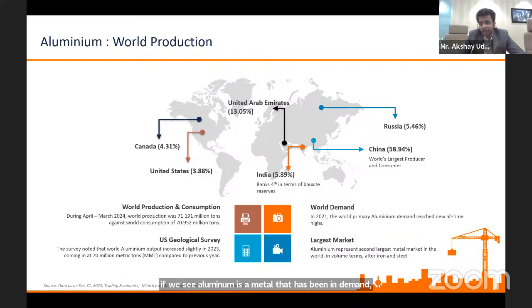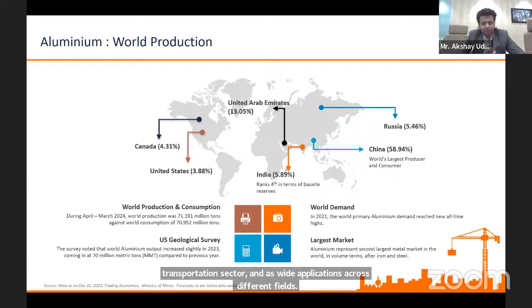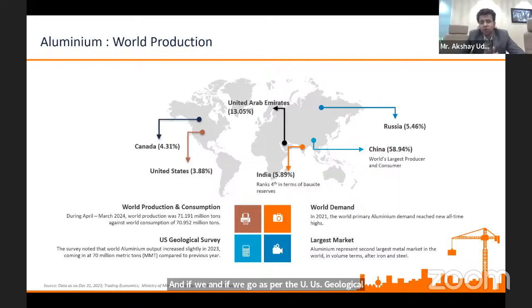And what are the industrial applications? It caters to the consumer goods sector. It caters to the transportation sector. It has wide applications across different fields. And as per the US Geological Survey, there is still a lot of bauxite reserves yet to be discovered across the world.